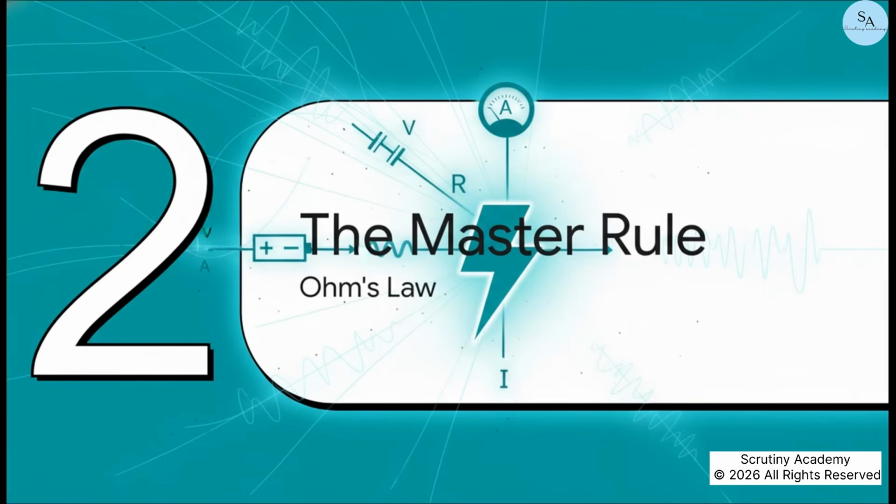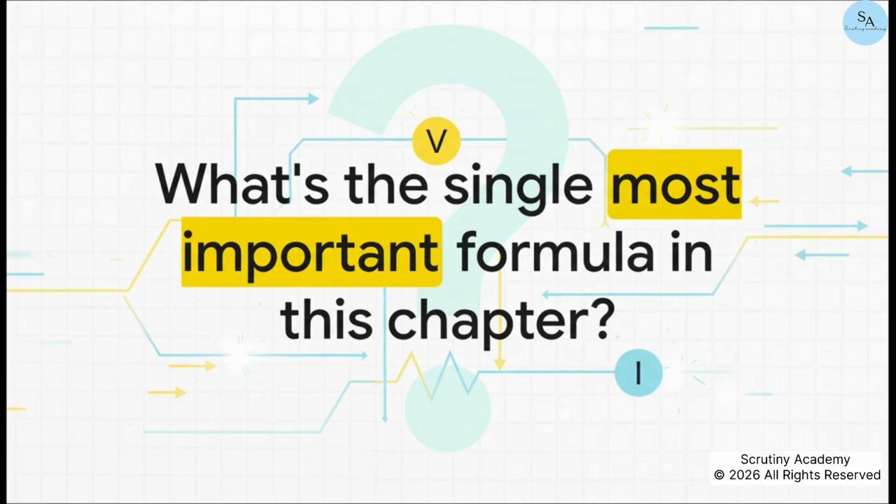So we've got the push, that's voltage. We've got the flow, that's current. And we've got the friction, that's resistance. Now it's time for the master rule that connects them all. This is, hands down, the most important part of this entire chapter. Seriously, if you could only take one single formula into the exam with you, what would it be? It's the one that ties voltage, current, and resistance all together.